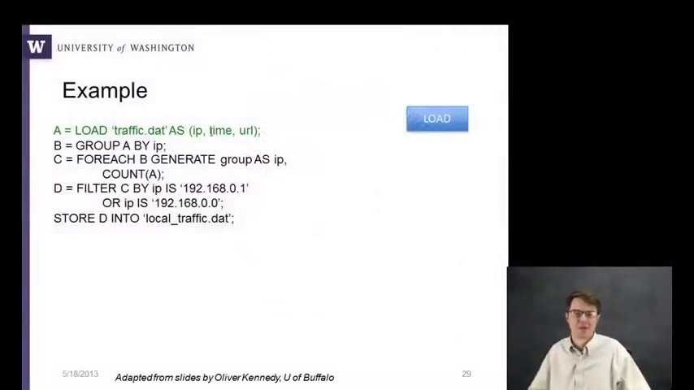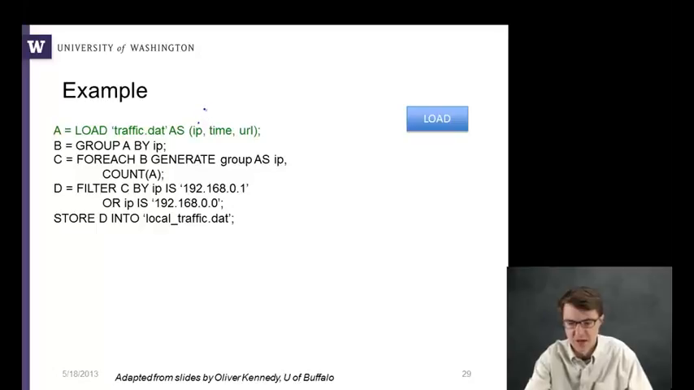So let's consider an example of a Pig program and see how expressing the program in terms of these high-level operations offers optimization opportunities that the system can exercise unilaterally without the programmer having to specify it. In this example, we're looking at weblog traffic data with three columns: the IP address, the time, and the URL being accessed.